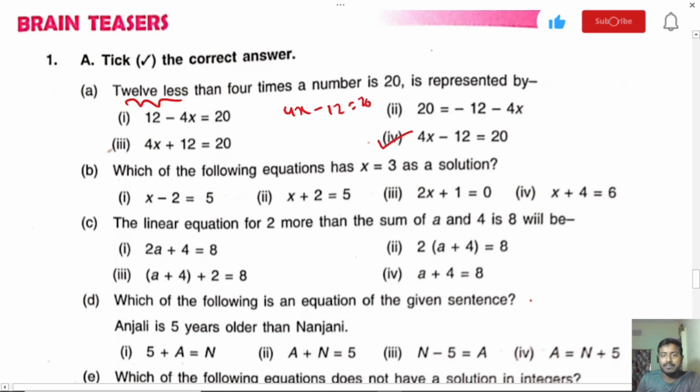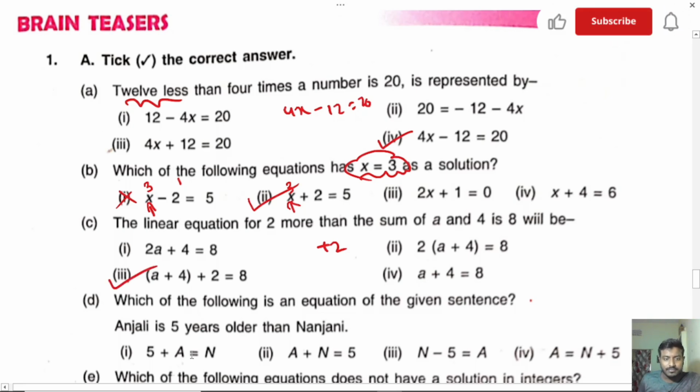Option number IV. Which of the following equations has x equal to 3 as the solution? Means put the value and check LHS and RHS. If you put in place of x the value x equal to 3, then 3 minus 1 is how much? 2. Is 2 equal to 5? No. So this option is not correct. Next, if you put 3, so 3 plus 2 is 5. Yes. So option number 2 is the correct answer. All of you clear? Next, the linear equation for 2 more than means plus 2. Check out plus 2. So option number 3.